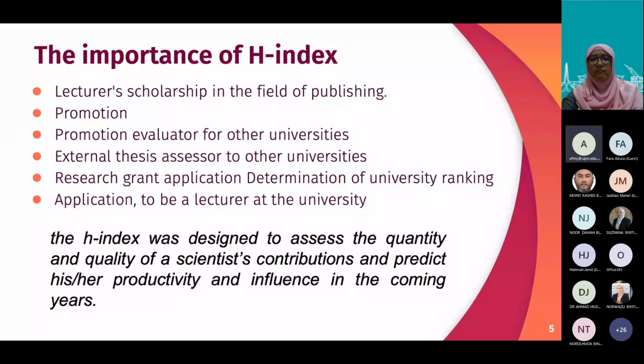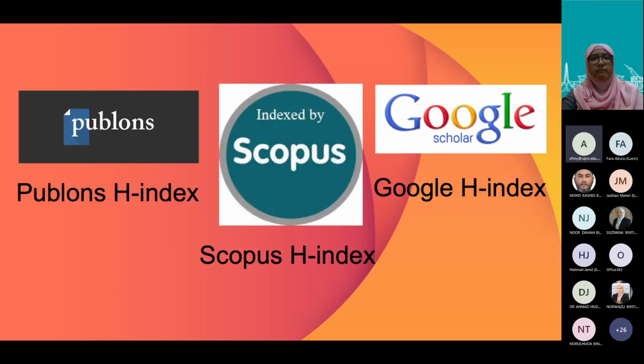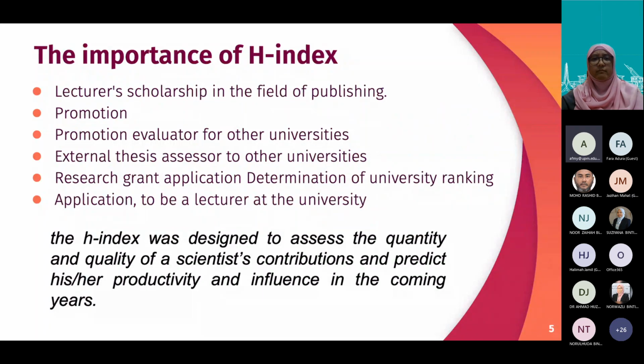Therefore, the H index was designed to measure the quantity and the quality of scientists' contribution and to predict their probable influence in the coming years. So basically, if you have a higher H index, it will show your scholarship, and it will also show the expected and predicted productivity and influence in the coming years. So this is some of the important reasons for us to have a better H index. Maybe there are others, but these are among the important things.